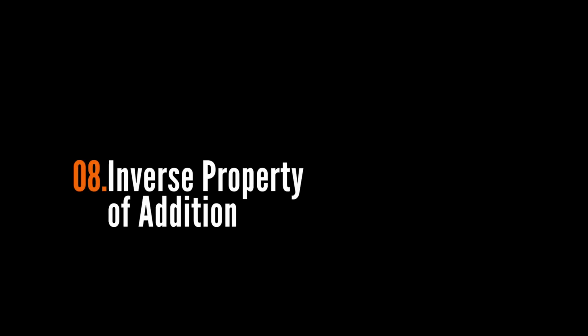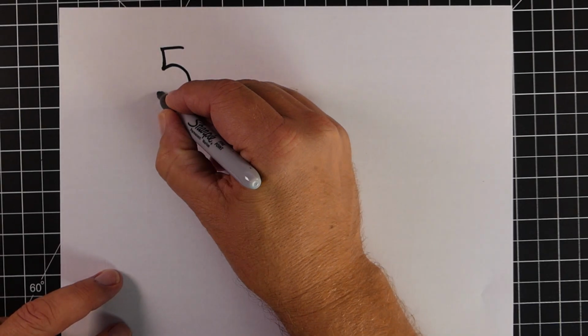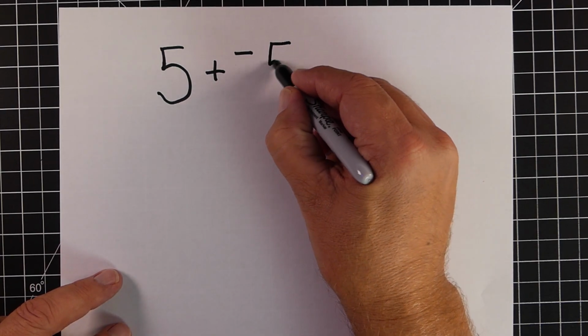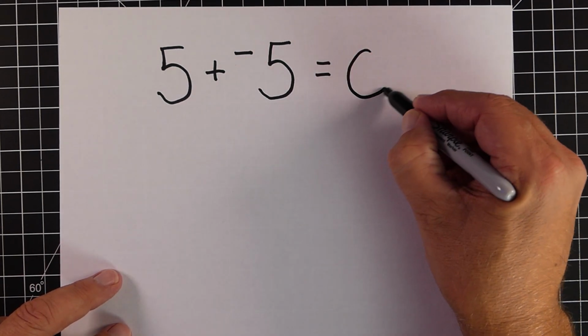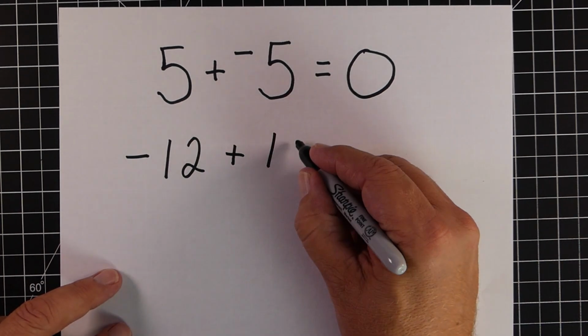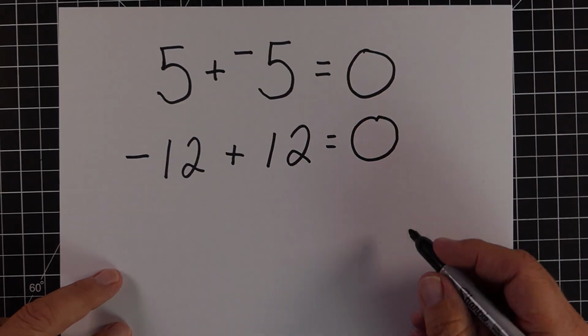So number 8, the inverse property of addition. So what we're asking in this property is what can I add to a number so that it equals 0? So if I start with 5, what could I add to 5? Well, the inverse of that would be a negative 5. 5 plus negative 5 equals 0. On the flip side, if I have a negative 12, if I add a positive 12, that will also equal 0.